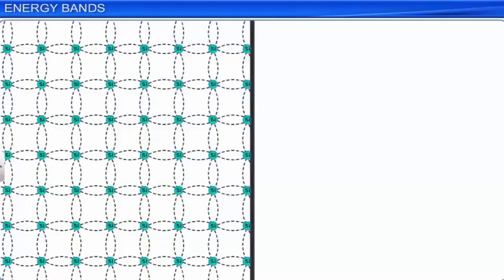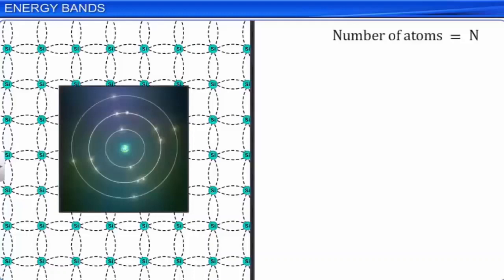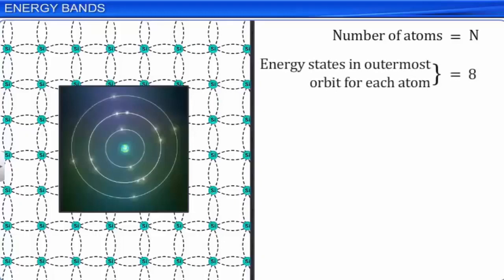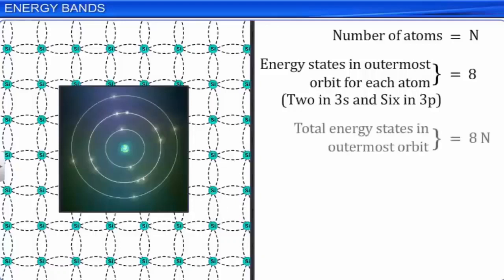As silicon has a crystalline structure, there are interactions between the neighboring atoms. Let us assume that there are n silicon atoms in the crystal, each with 4 valence electrons. For silicon, in the outermost orbit, there are 8 energy states available, out of which 2 states belong to the 3s orbital and 6 states belong to the 3p orbital. Therefore, for n atoms, the total number of energy states available in the outermost orbit is equal to 8n.